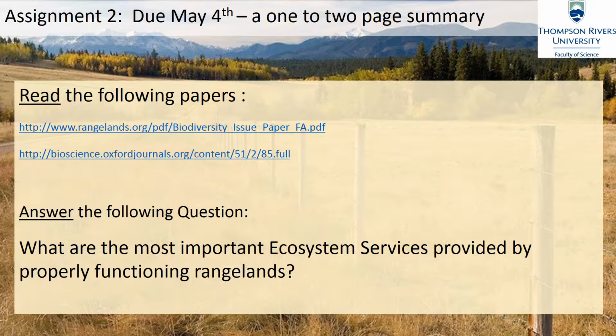So here's what I'd like to suggest as a second assignment. It'll be based on two different readings that I've found that are particularly good with regard to this subject of ecosystem services. The question that I want you to answer is, what are the most important ecosystem services provided by properly functioning rangelands? In order to do this, and it'll be more of a summary than an essay, I'd like you to read two papers, one that is a biodiversity issues paper, and another one that, again, looks specifically at ecosystem services.